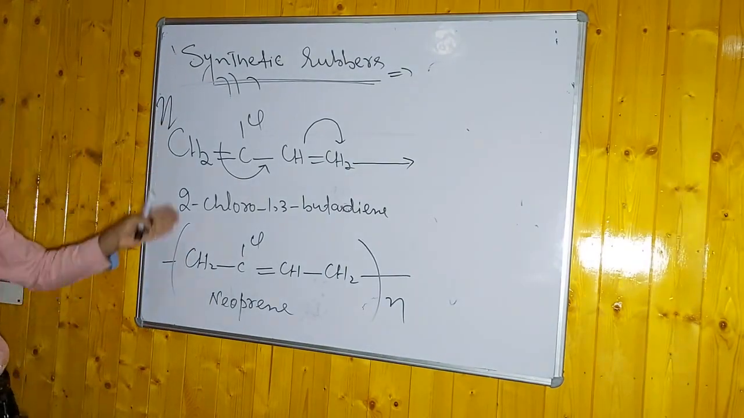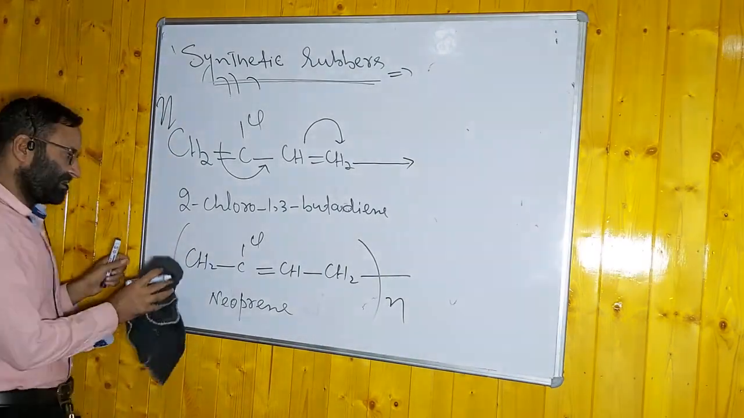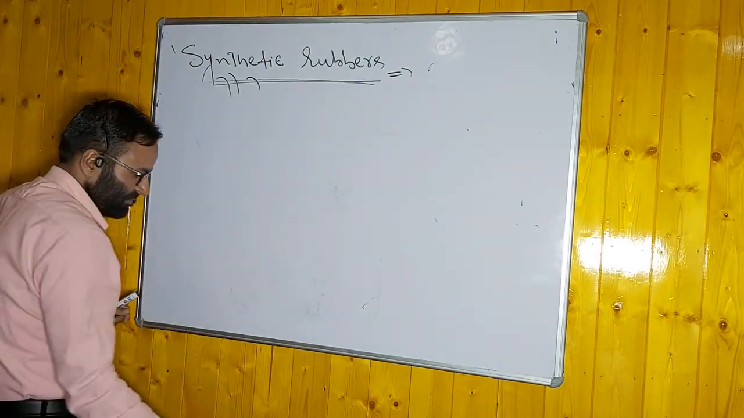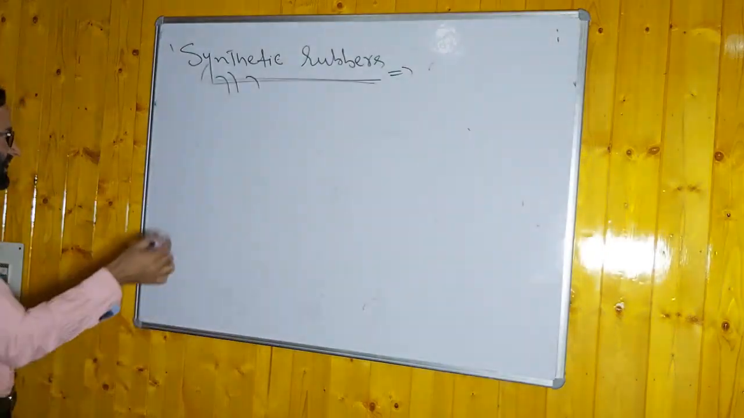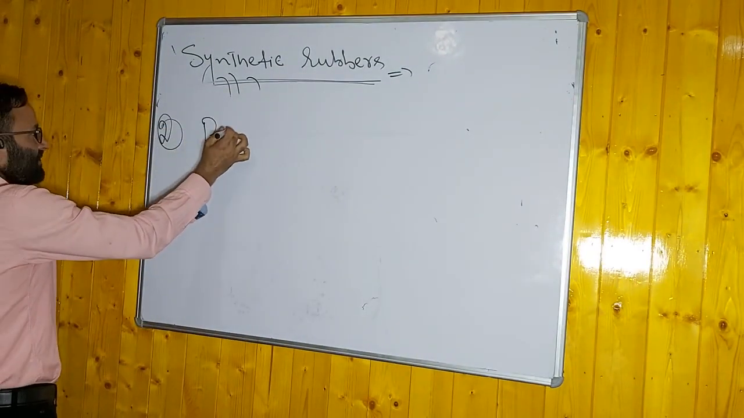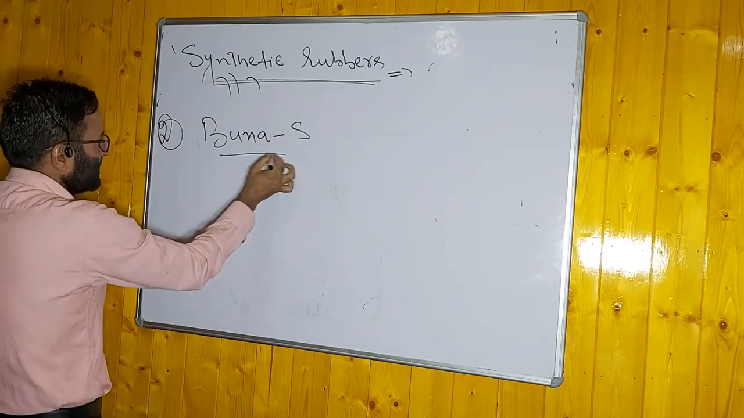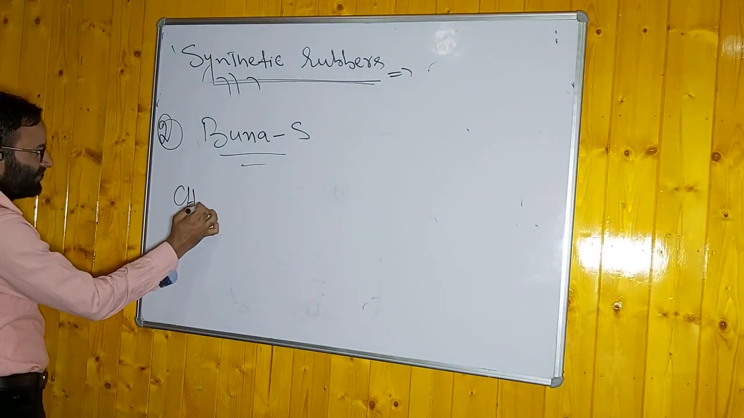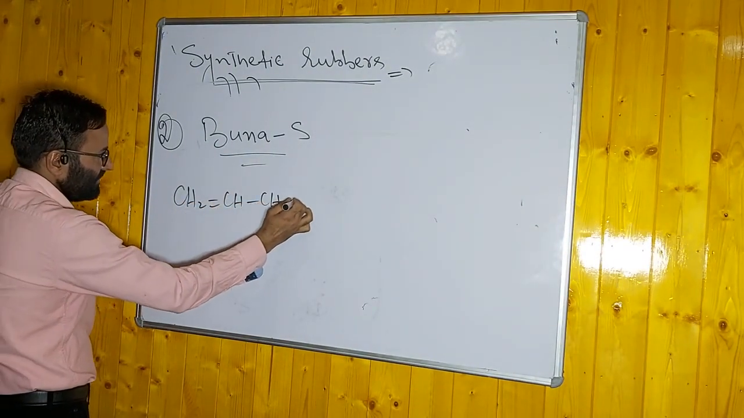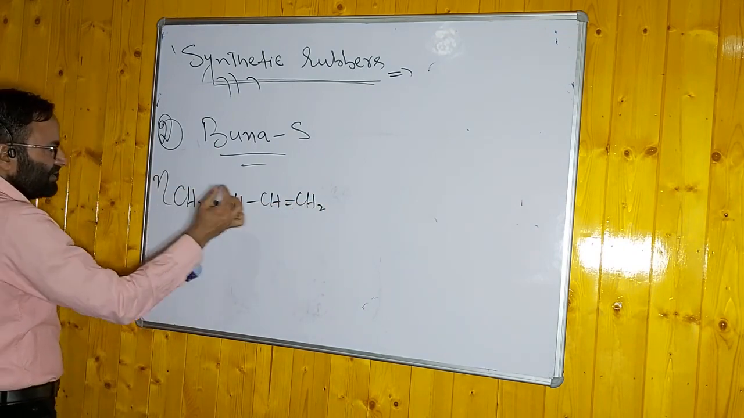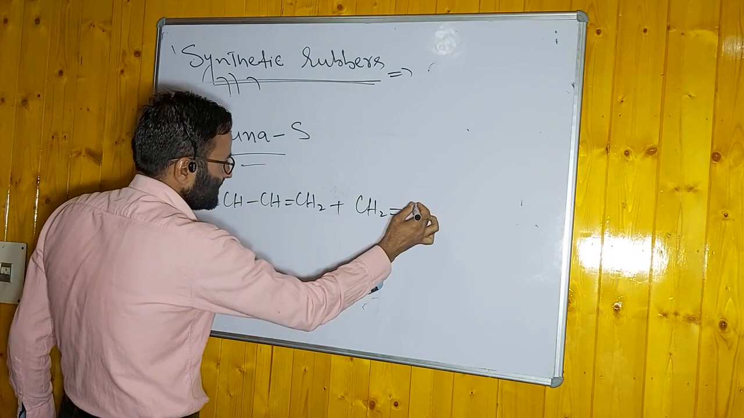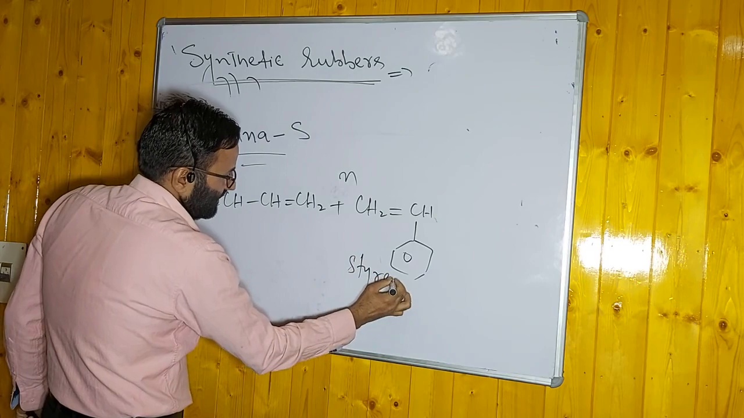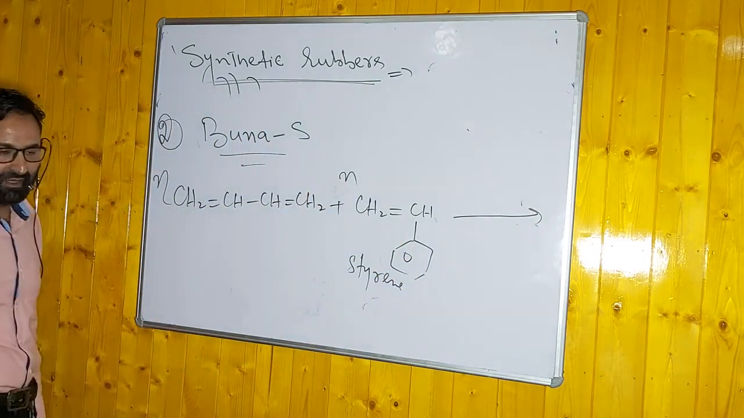I will list some important synthetic rubbers. The first one we have discussed is neoprene, or chloroprene, or diprene. Now the second, we have Buna S, butadiene styrene rubber, which we have already discussed. You have butadiene, n times, and you have styrene. We have discussed it four times in this very lecture. When it undergoes polymerization, what happens?